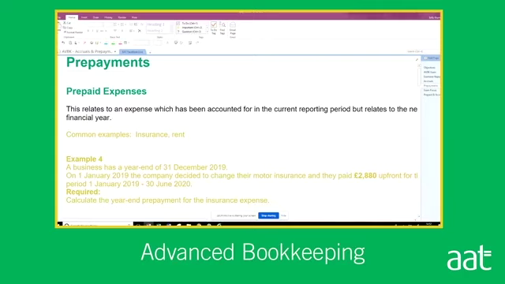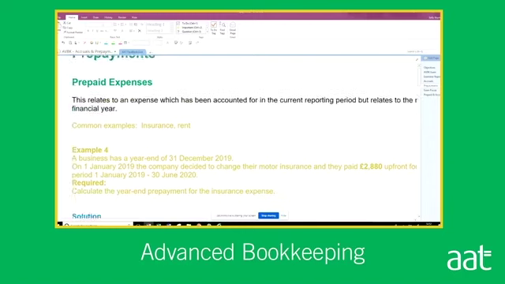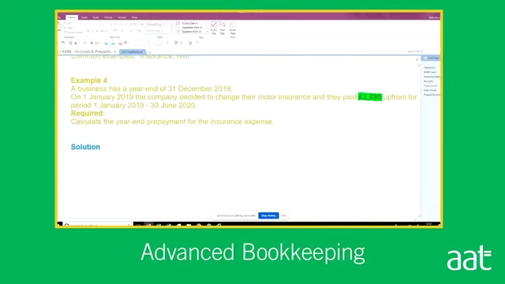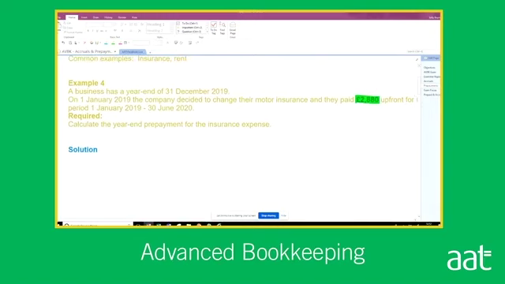So what we need to do now is have a look at an example. We have a business, and once again we've gone back a year. We're in the year end of 31st of December 2019, and on the 1st of January 2019 the company decides to change their motor insurance, and they pay £2,880 up front for the period the 1st of January 2019 to the 30th of June 2020. Okay, so quite clear to see we've paid some in advance. Some of that relates to the next financial year.